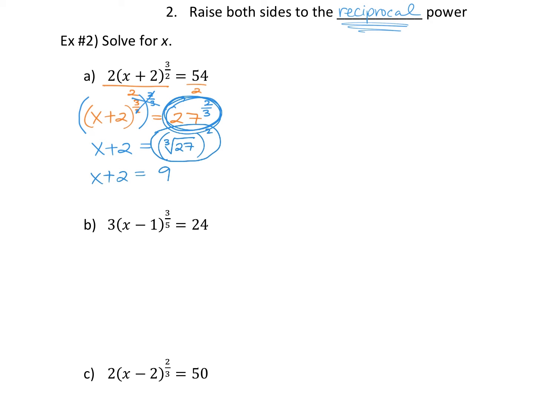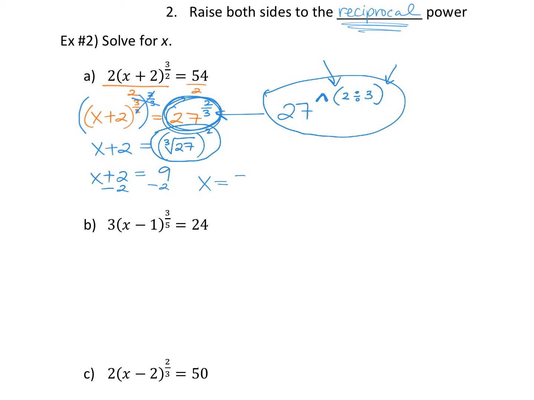So at this point, if you want to plug this into your calculator, you go 27, the little caret, okay? Where you have to be careful is you need to put parentheses around 2 divided by 3. If you don't put parentheses in, it's going to do it wrong, okay? So if you want to play it safe and not mess with the calculator, that's fine. If you want to plug it in like this, 27 caret parentheses 2 divided by 3, it will tell you that that's 9, okay? I'm okay with that right now. Okay, so take away 2, and we get x equals 7, and that is your answer.